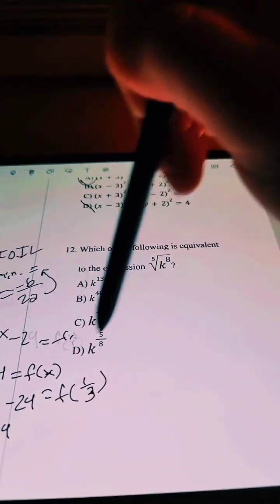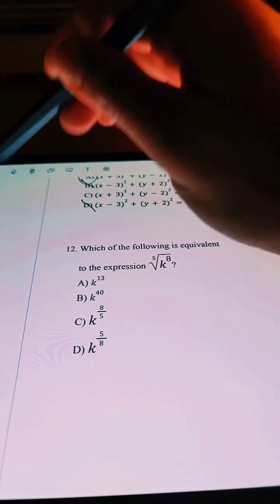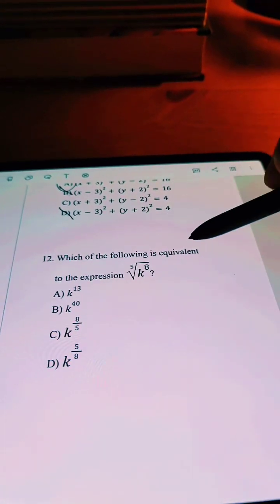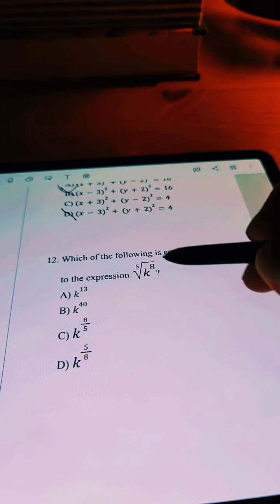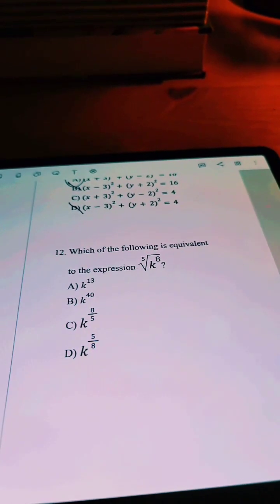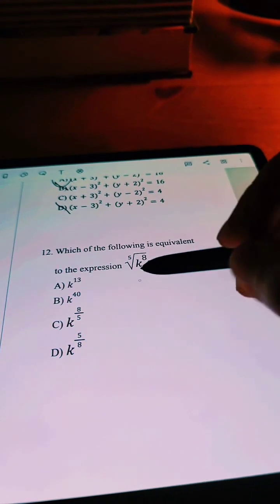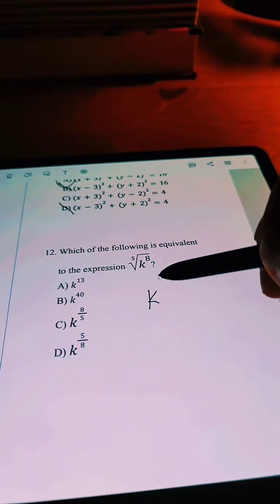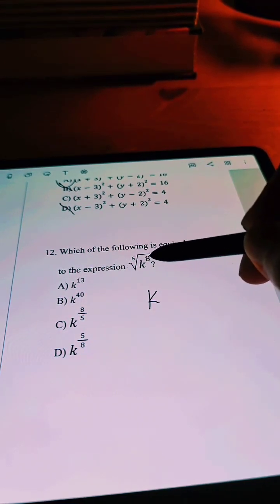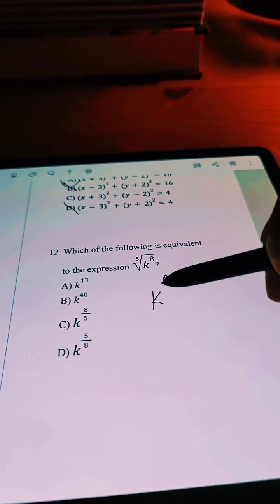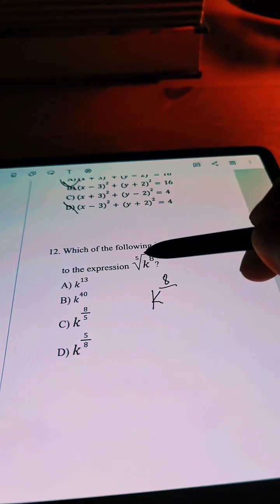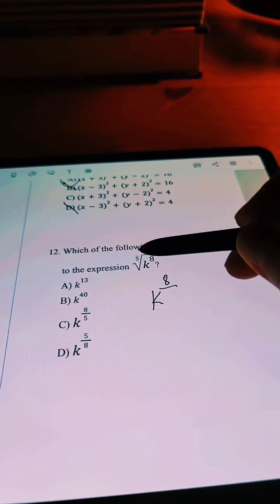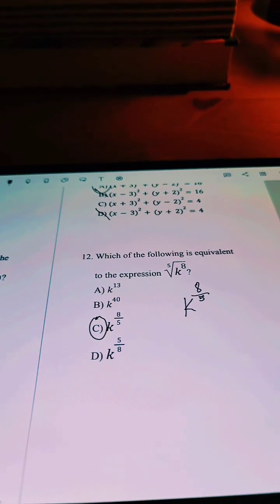So now let's erase this. And let's figure out number 12. Which of the following is equivalent to the expression right here? So this is one of our laws of exponents, power rules, whatever your teacher calls them, that says if we want to rewrite this with a fraction as the exponent, it's going to be that the numerator is the number that it's being raised to on the inside, that exponent on the inside, which is 8. And the denominator is the type of radical it is. So the type of radical it is, it's a 5th root, so it's going to be a 5 on the bottom. So the correct answer would be C.